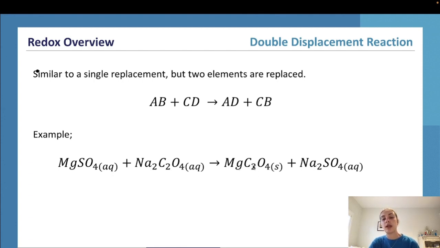Each carbon here is going to be +3 because we've got 2 of them. So nothing's changed there. The magnesium is going from +2 to +2, our oxygen is going from -2 to -2, and our carbon is going from +3 to +3. So nothing's changed in that context there.